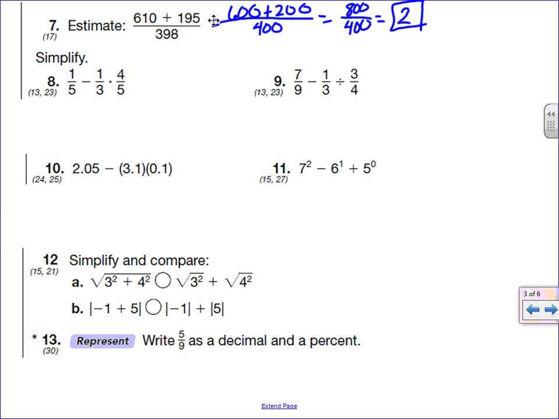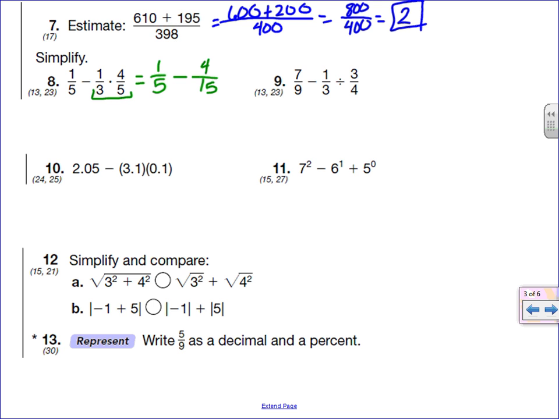All right, in number 8, we have order of operations along with multiplying fractions and subtracting fractions. So by order of operations, the multiplication comes first. So I'm going to do 1/3 times 4/5. So 1 times 4 is 4. 3 times 5 is 15.